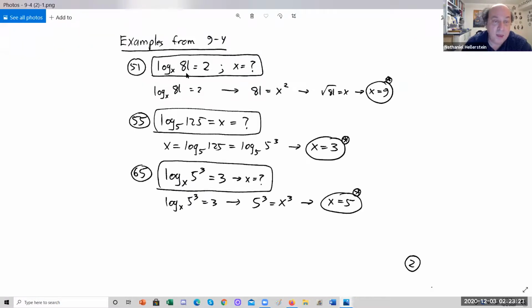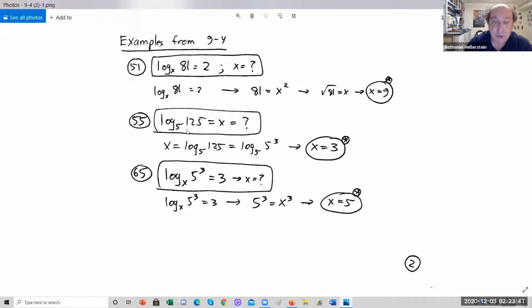Anyhow, log base x of 81 is 2. What's x? Well, log base x of 81 is 2 means 81 equals x to the second power. So basically, when you transpose a logarithm base x, you get an exponential base x. So 81 equals x squared, so x is the square root of 81, which is 9.